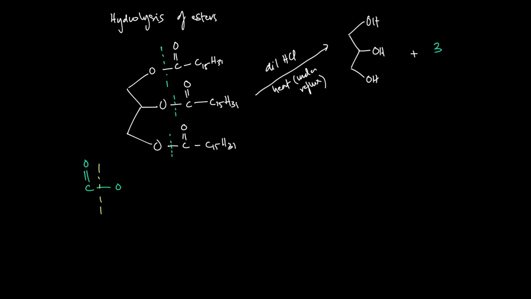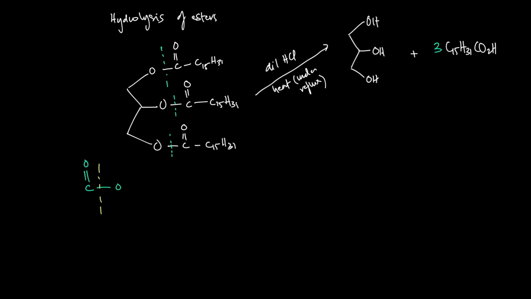C15H31CO2H, because this becomes a carboxylic acid again. And you have 3 identical of these, so for every 1 mole of this, you're going to produce 3 moles of these. So this is glycerol and fatty acids. This is just an example of how this understanding is used in biology.